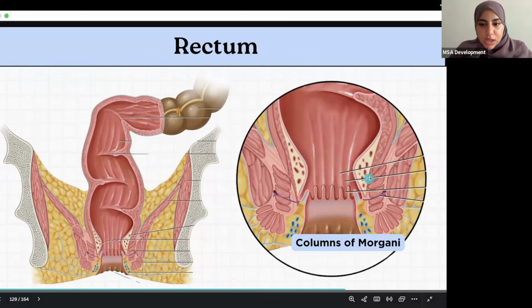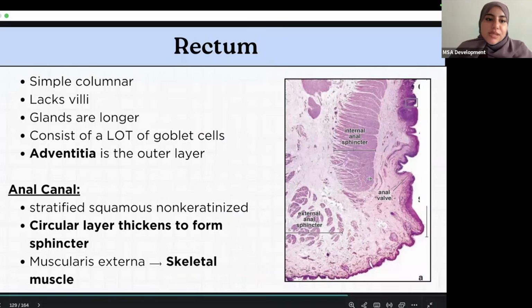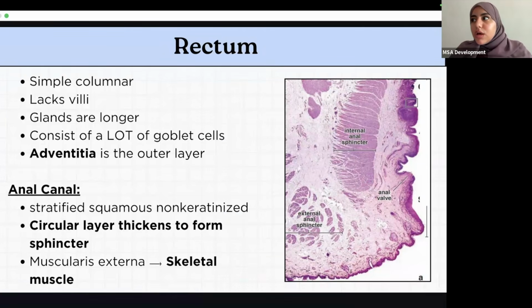But yeah. Okay, so the rectum has simple columnar, just like the rest of the colon, and it lacks villi. Why? Because you don't need to absorb. And also the glands are longer. Why? Whenever the glands are longer, that means they're producing more mucus that we talked about, and also adventitia, because you need the rectum to hold in place inside or on the edges. So that's why there's adventitia instead of serosa or anything like that.